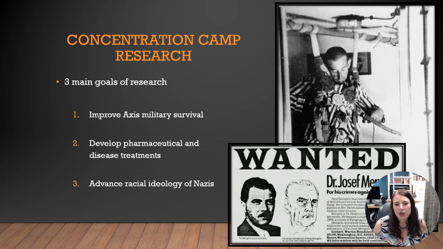Finally, experiments were used to advance the racial ideology of the Nazi regime. One of the most infamous experimenters was Josef Mengele, who conducted twin experiments at Auschwitz in order to trace the origin of genetic disease and other genetic situations like eye color. His gruesome experiments earned him the moniker the Angel of Death, and his wanted poster is shown here on this slide.